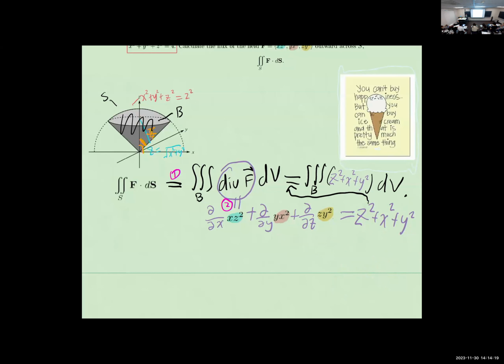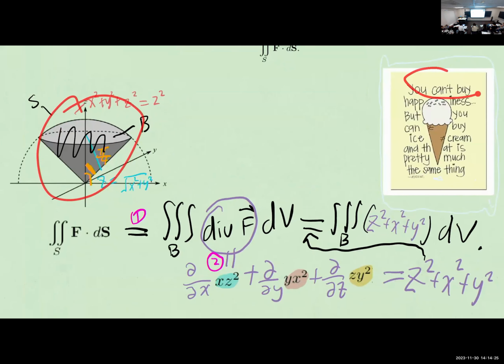And let me show you another funny picture. This shape is just like this ice cream. It says you can't buy happiness, but you can buy ice cream, and that is pretty much the same thing. I guess it's written by P.